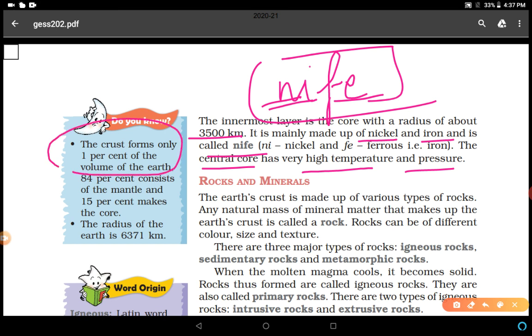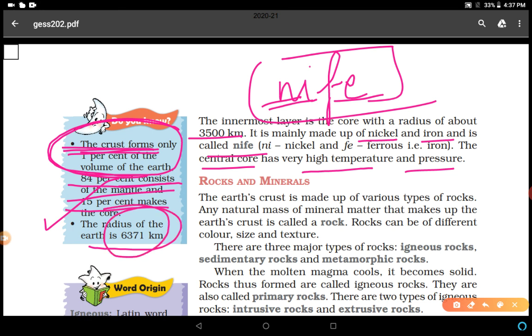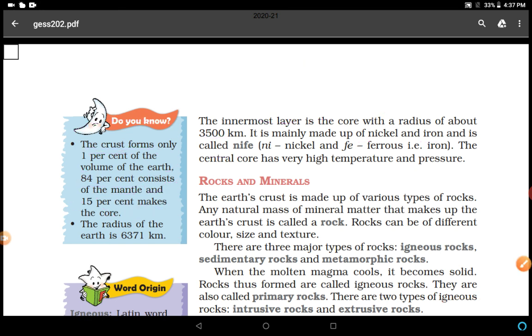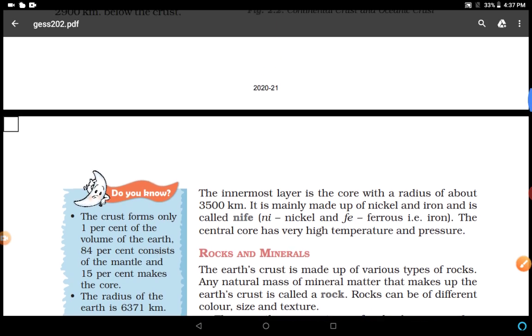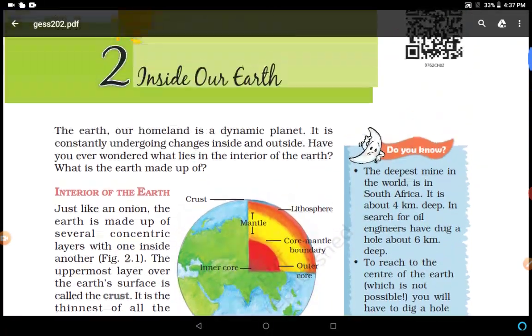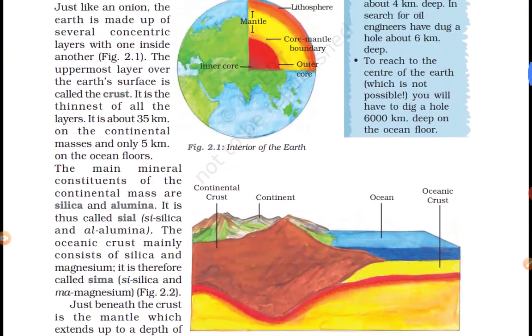As we have discussed, the crust is the very thinnest layer of the earth, so it constitutes only 1% of the volume of the earth. 84% consists of the mantle, and 15% makes the core. The radius of the earth is 6371 kilometers. You have to remember. So dear students, in this way we have discussed the different kinds of layers of the interior of the earth.